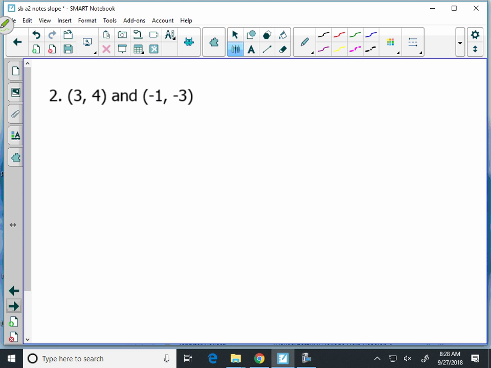Again, if it helps, write the formula. I wrote x first. But we want to find slope. We know that's y2 minus y1 over x2 minus x1. And it might help if you label. X is first, y is second. So it's x1, y1, x2, y2. Plugging our values into that formula.